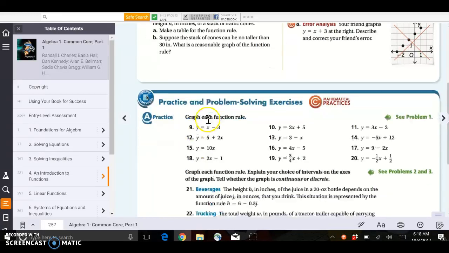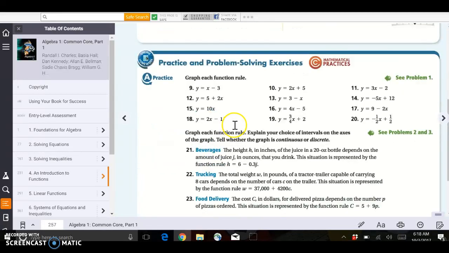Hello, we're looking at lesson 4-4. We're going to look at a couple of different problems. Let's look at 9 first, and it says, see example 1. So we have y equals x minus 3, and it says graph each function rule.